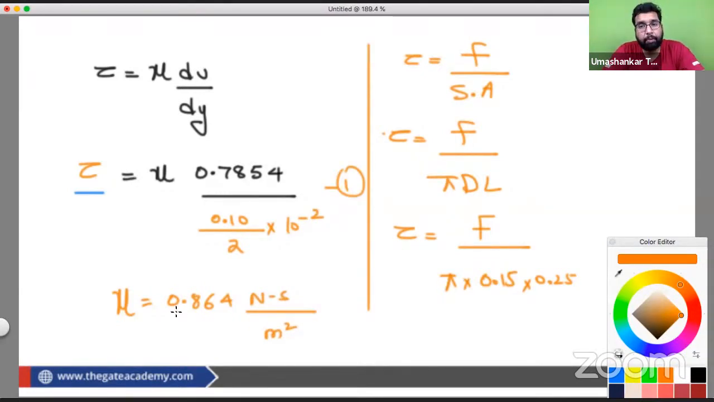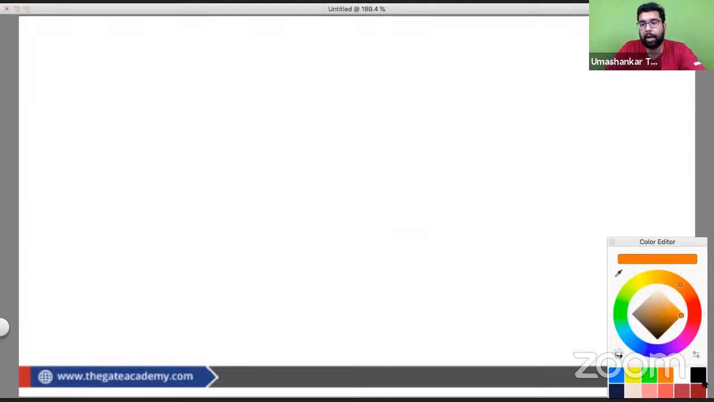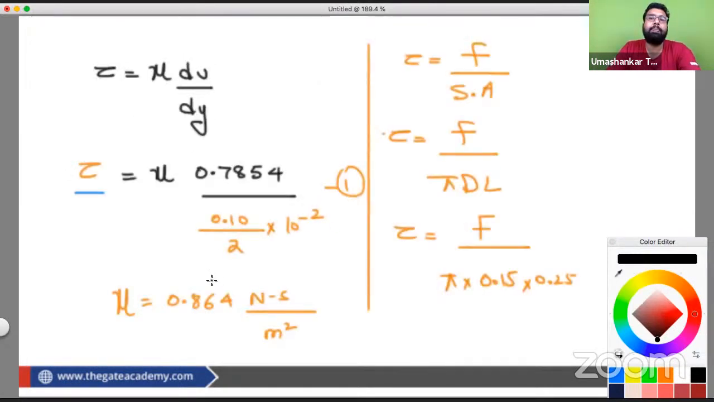But we have to give the answer in poise. 1 poise is equal to 10 to the power minus 1 Newton second per meter square. So we can convert this Newton second per meter square into poise. What we have to do is multiply it with 10. So 8.64 poise. So what shall be your final answer? It should be 8.64 poise.